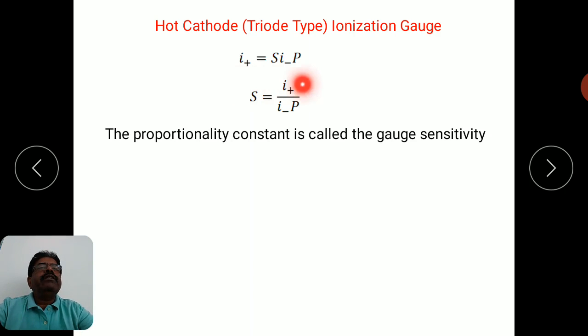If you rearrange the terms and write the equation for S, then S will be I plus upon I minus into P. So what is S? S is the proportionality constant and it is called the gauge sensitivity. Gauge sensitivity, that means this hot cathode type of gauge sensitivity.